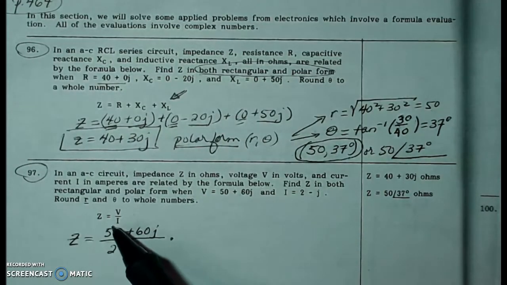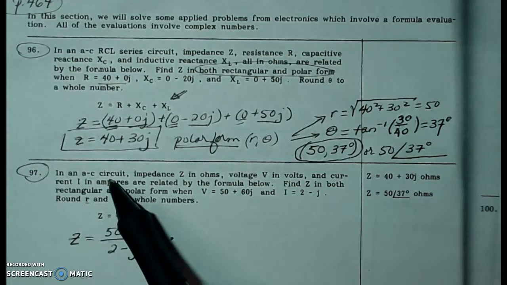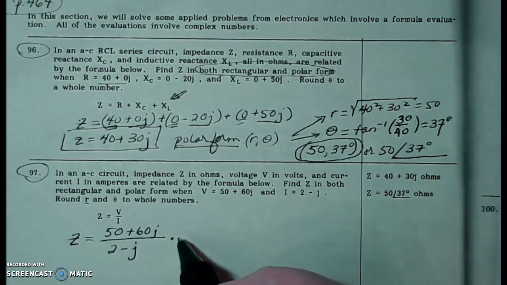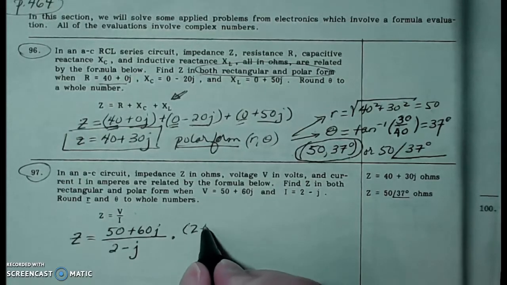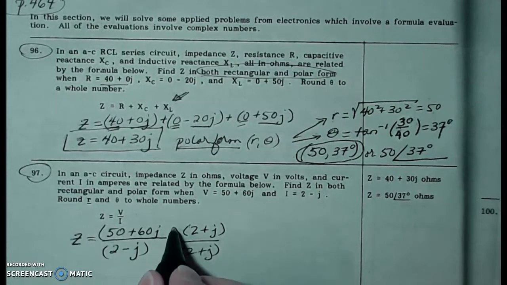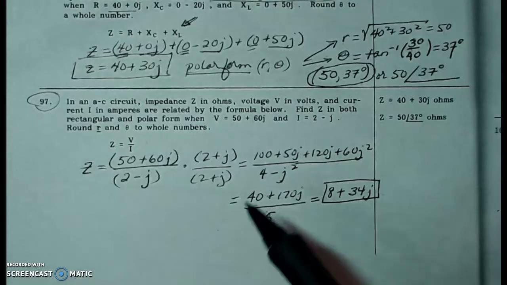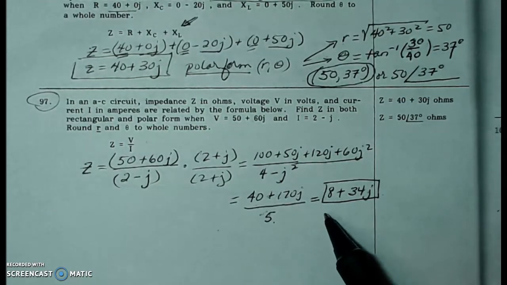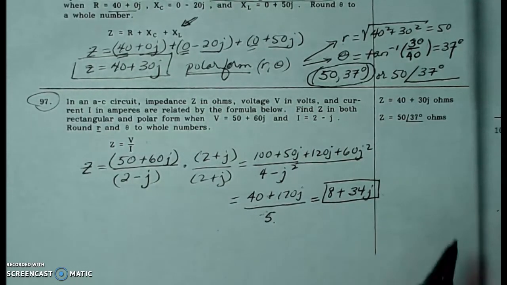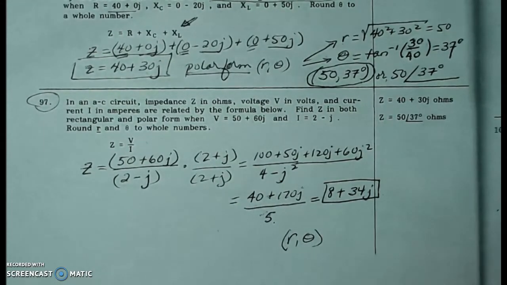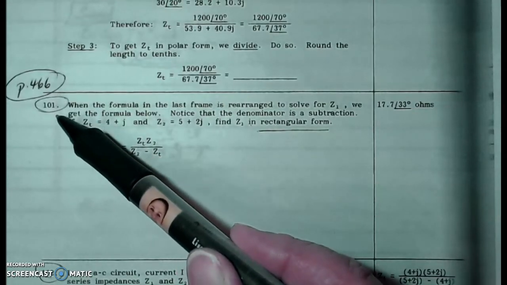Quickly for 97, I'm solving this formula here, again involving an AC circuit. Z equals V over I. When I substitute in, I realize I'm working with complex numbers in rectangular form requiring division, and so I must multiply by the conjugate, FOIL the top and the bottom. Showing my worked out solution here, I got 40 plus 170j over 5, which simplifies to be 8 plus 34j. Now you'll also need to give that answer in r theta format, same process as up there.